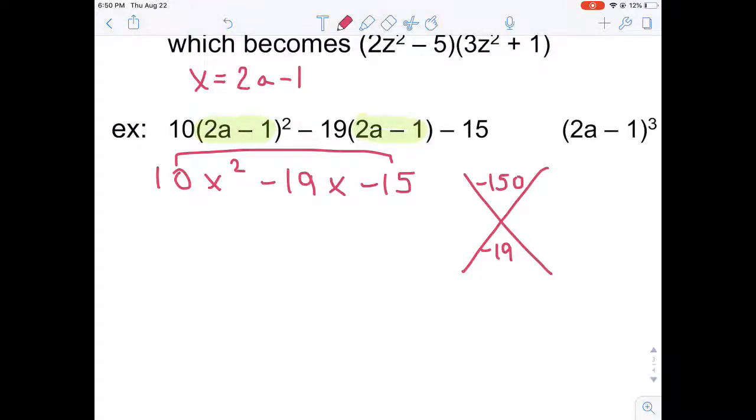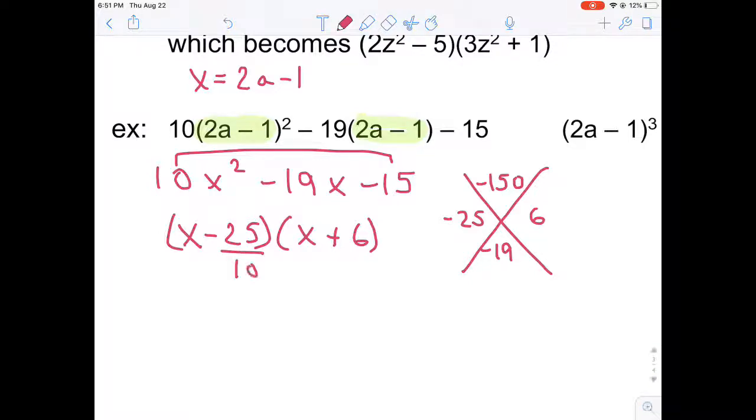Okay, so my factors in this case would be 25 and 6. And that 25 is going to be negative, so that we also add to that negative 19. Okay, so I have x minus 25, x plus 6. Okay, so that's your slide. Now we finish by dividing. Now we divide that 10 that we had out in front.